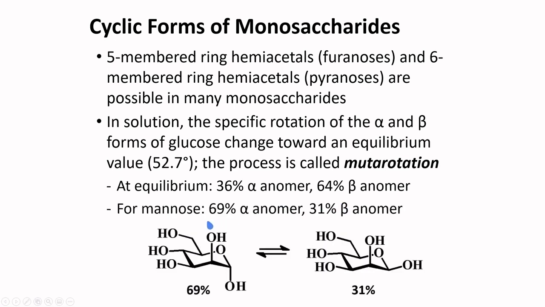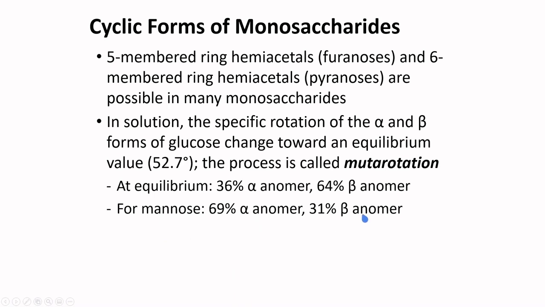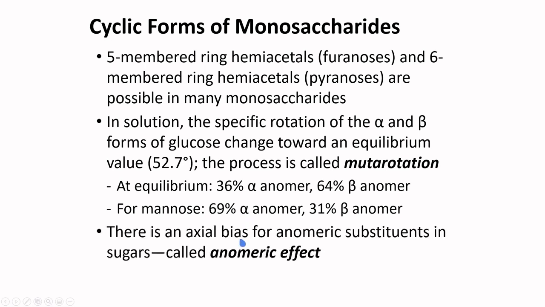Mannose, a diastereomer of glucose, forms the alpha anomer at around 69% and the beta anomer at 31%. In the alpha anomer of these sugars, the OH group is in the axial position, and these values appear to favor the alpha anomer. This axial bias for anomeric substituents in sugars is called the anomeric effect.